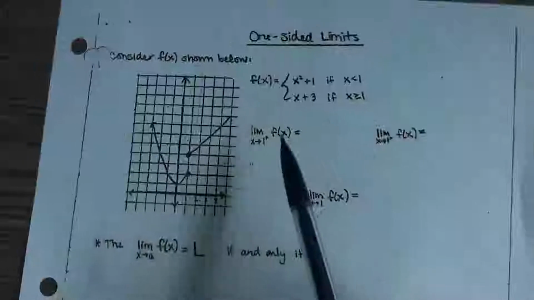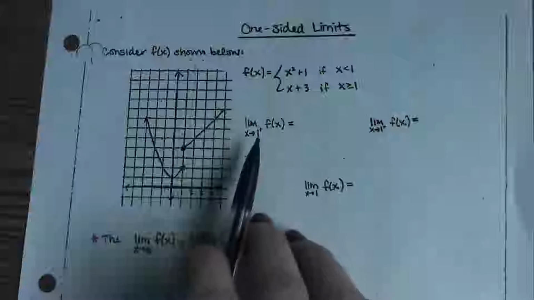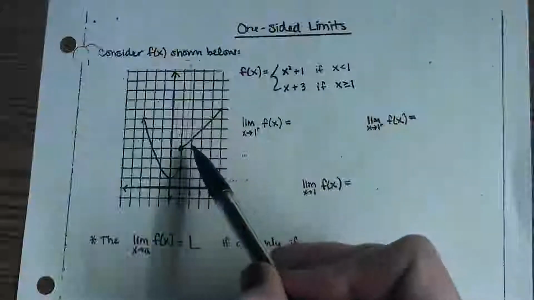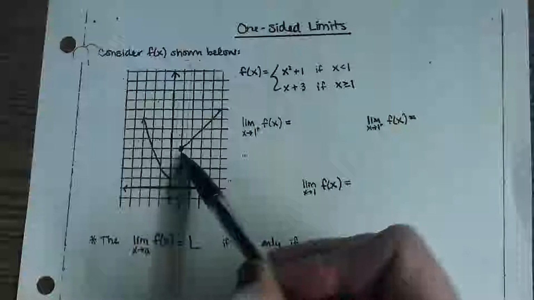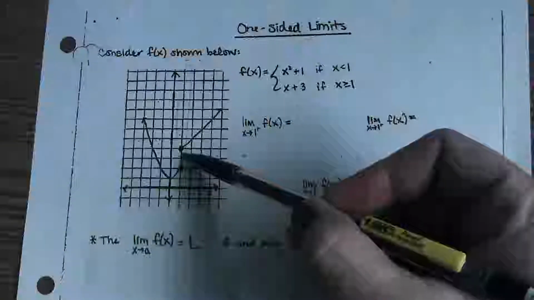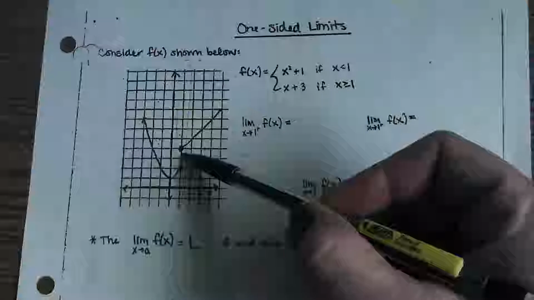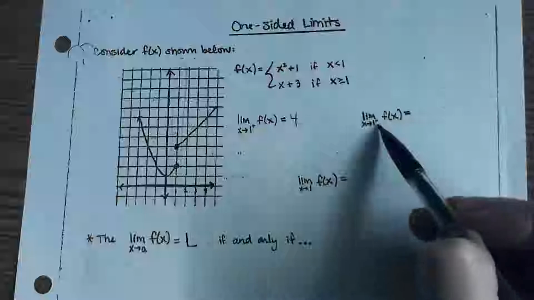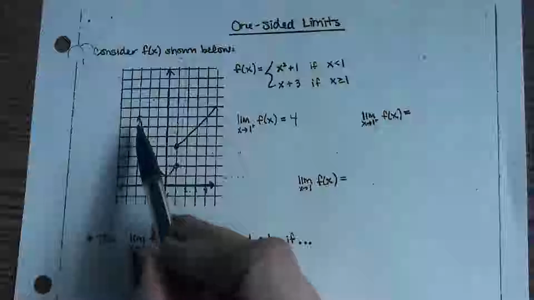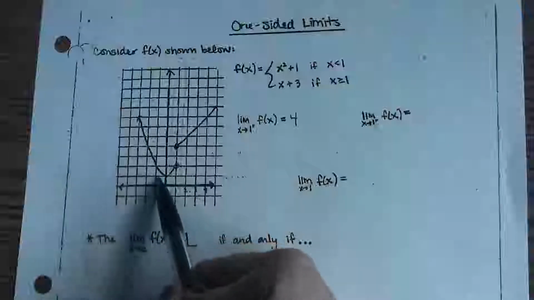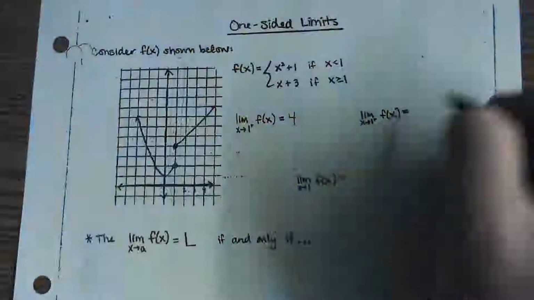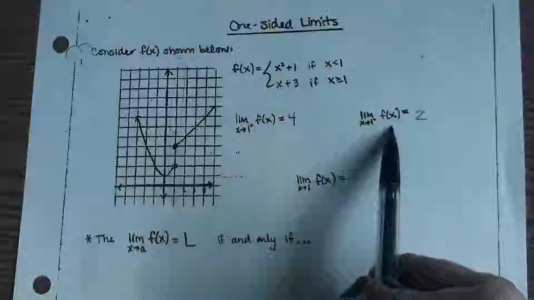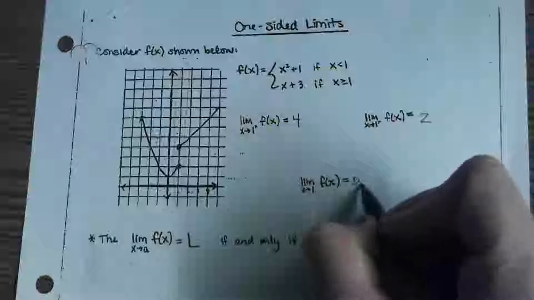So because we have this in front of us, as we approach 1 from the right, you can see that limit is, what's the y value as you approach 1 from the right? Bailey. 4. And as I approach 1 from the left, since I'm looking at the graph, what's that, Joey? 2. And so, is it the same from the right and from the left? No. Therefore, the overall limit does not exist.